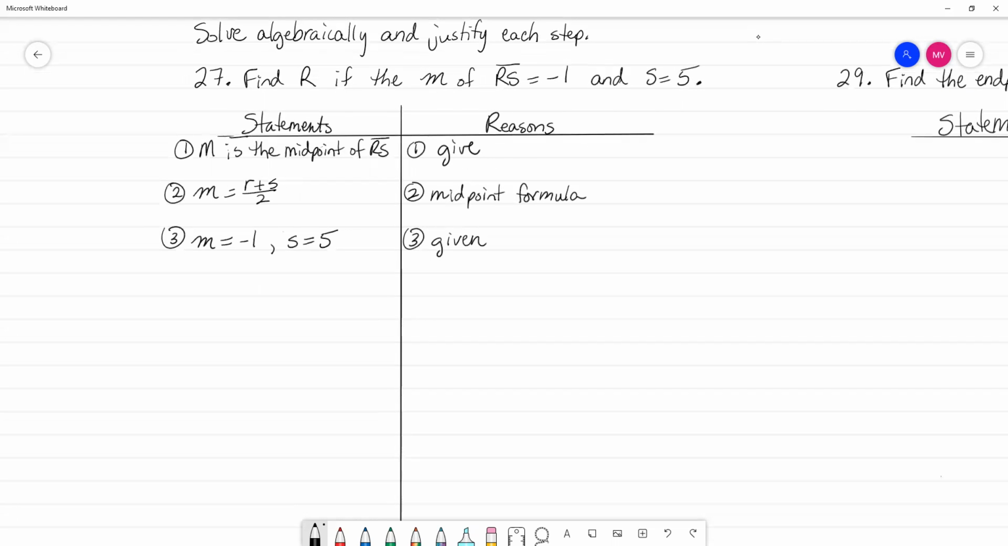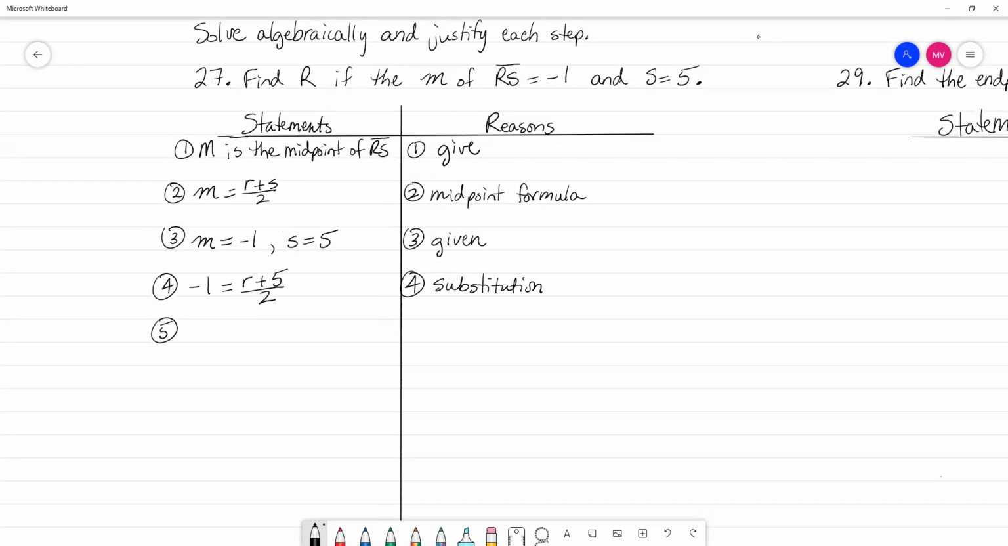Okay, now we have stated that M is the midpoint. We've given our midpoint formula. We've also stated that we have coordinates for the midpoint and one of the endpoints. So then we use substitution. We substitute the variables with their values. So using our midpoint formula, M, we could place a -1 on the left side, and then R is our unknown. But we do have S, which is 5, and then we're dividing that by 2.